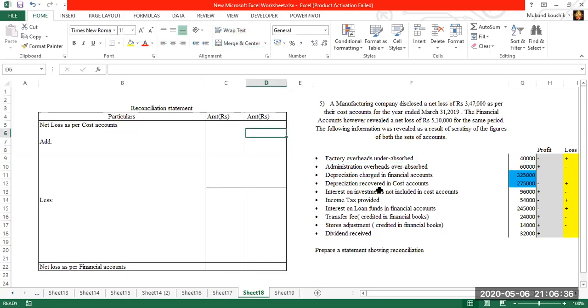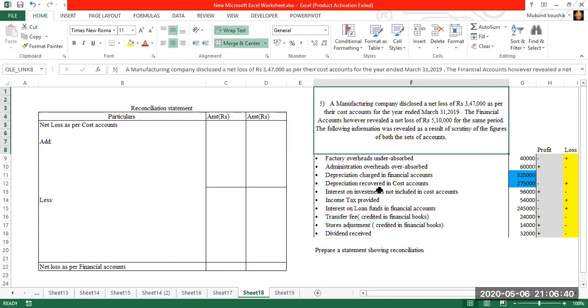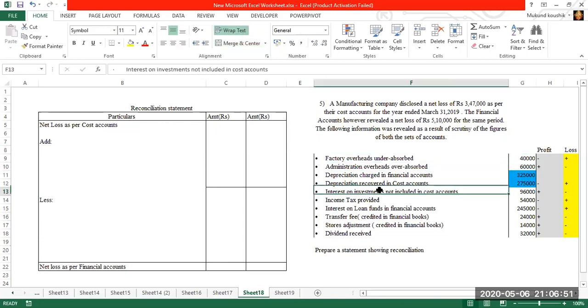So here also they have given certain items. Let us look at all these items and we will understand. So net loss as per cost accounting is 3,47,000, and as per financial accounting it is 5,10,000. So here also we will start with net loss as per cost accounts.